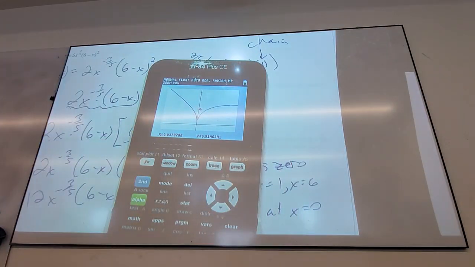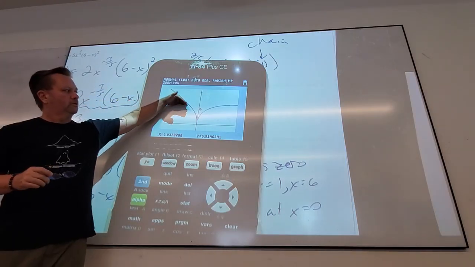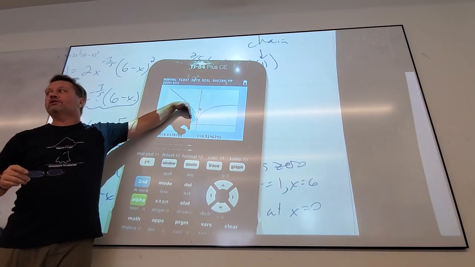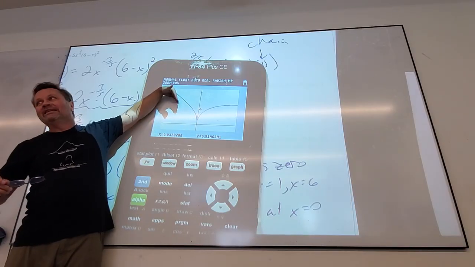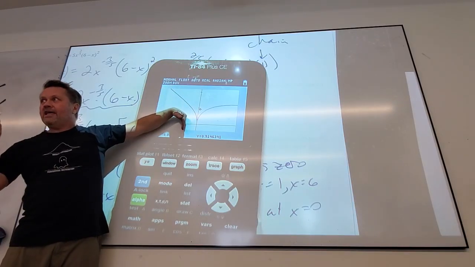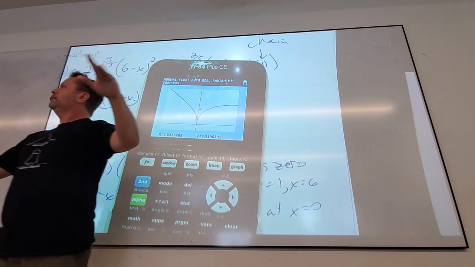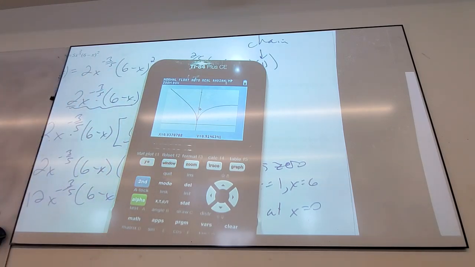That's a kink. On one side, what is true about the slope? The slope is very negative. And then immediately it becomes very positive. Again, not a plane you want to be on. We're all dead. We're slammed up against the side.